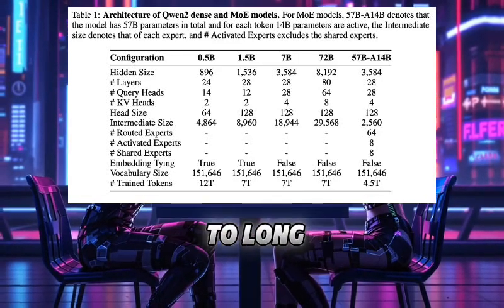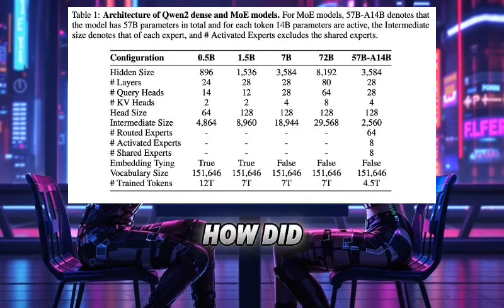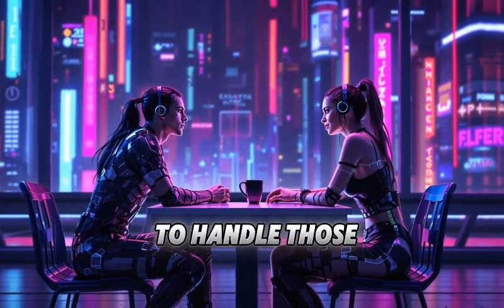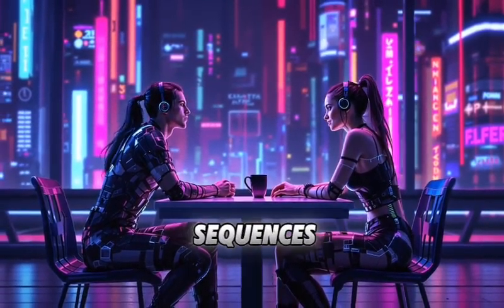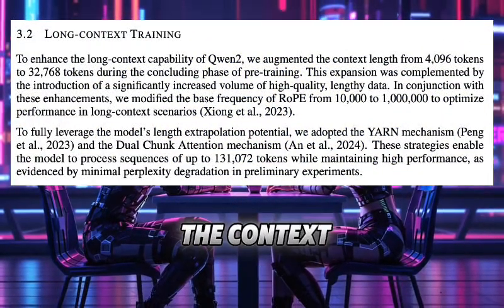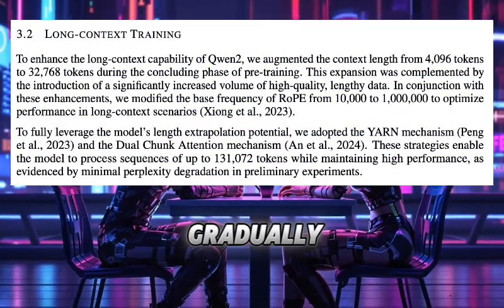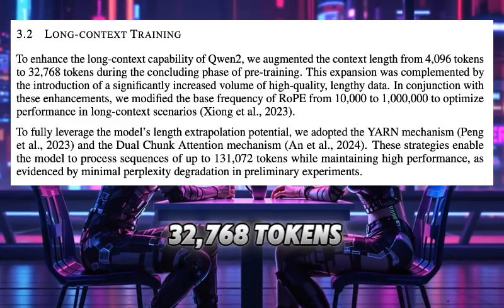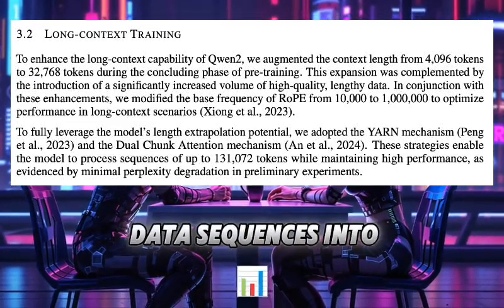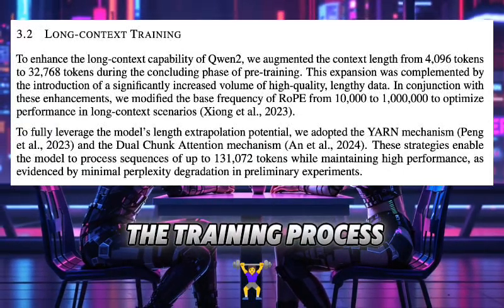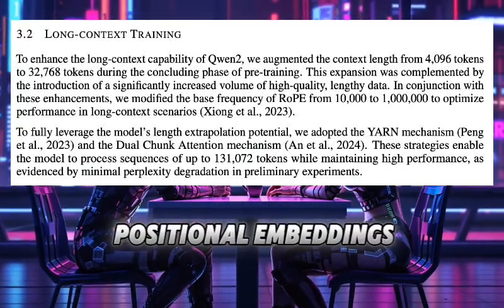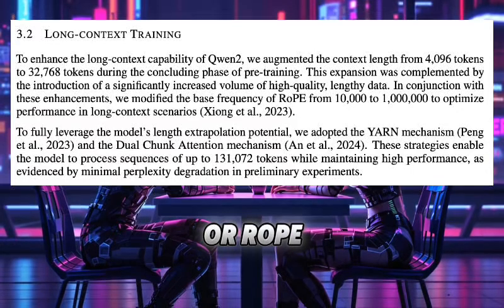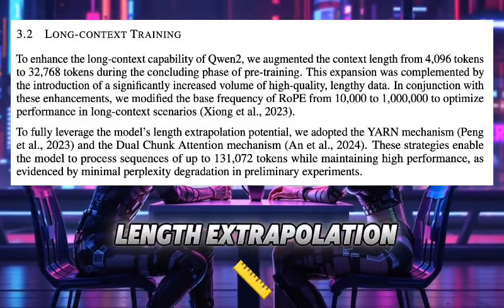Okay, moving on to long context training. How did they train Qwen2 to handle those massive input sequences? They increased the context length during training gradually, eventually hitting 32,768 tokens. They also incorporated longer data sequences into the training process, and they modified rotary positional embeddings, or RoPE, to better handle length extrapolation.